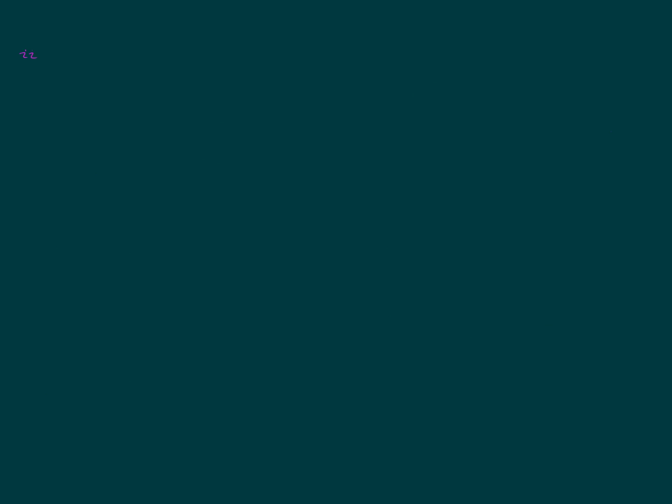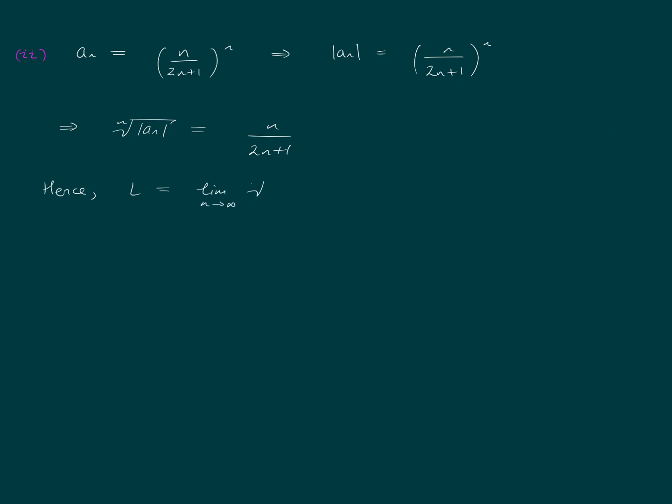Okay, so second solution. In the second example, a_n was (n over 2n plus 1), all to the power of n. And this tells us that its absolute value is, well, it's positive, so it's just itself. So we want to take the nth root of this. That's just going to kill that power of n. So we're left with n over 2n plus 1. So hence, L is equal to this limit of n over 2n plus 1. And we know how to take this limit. We divide top and bottom by n again. So we're left with 1 over 2 plus 1 over n, which equals a half.